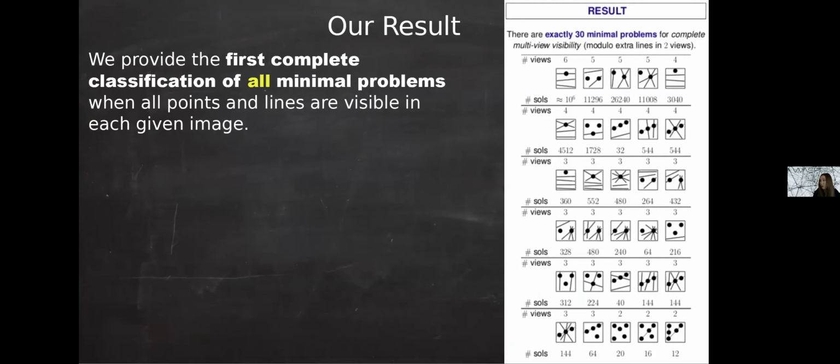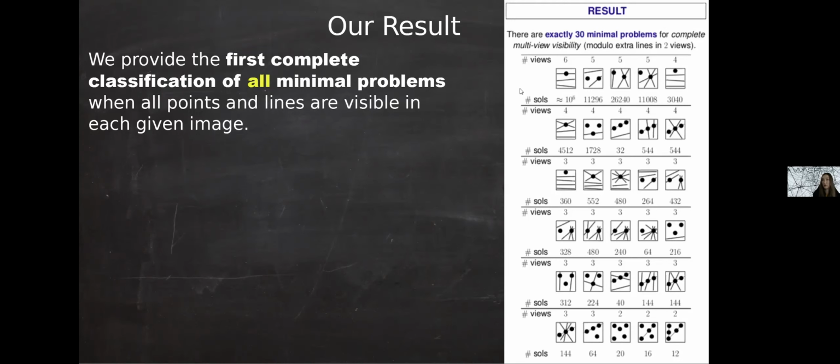But let me go back to our result that I want to talk about here in this talk and look again at this catalog of minimal problems. We see, for instance, many interesting things here. One thing that is notable is that all minimal problems involve at most 6 images. And so this means, in other words, there is no minimal problem that has 7 or more pictures involved.